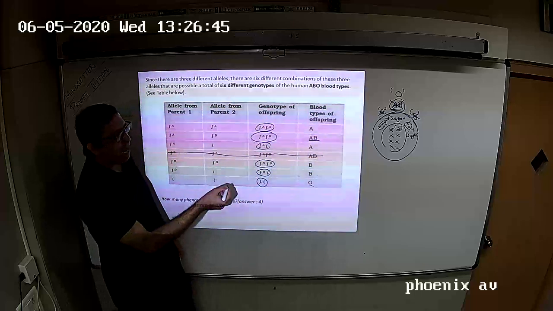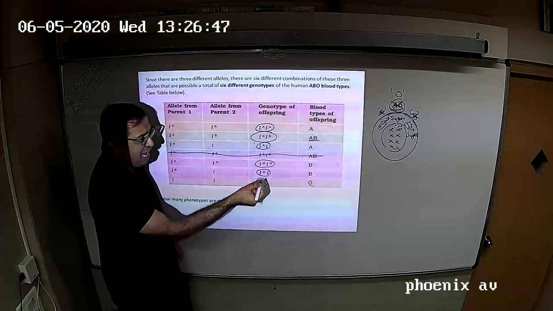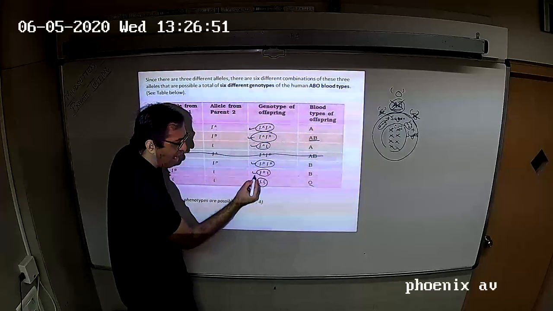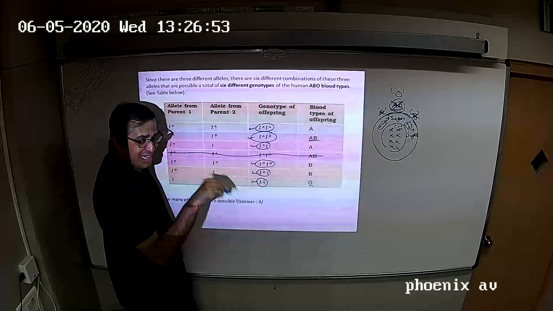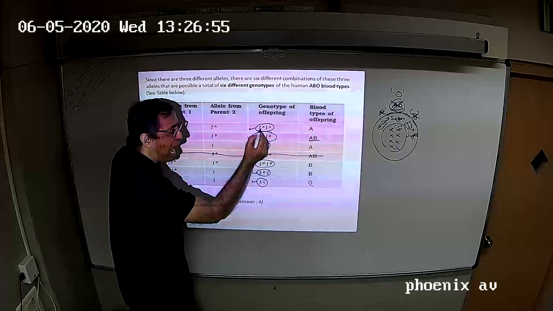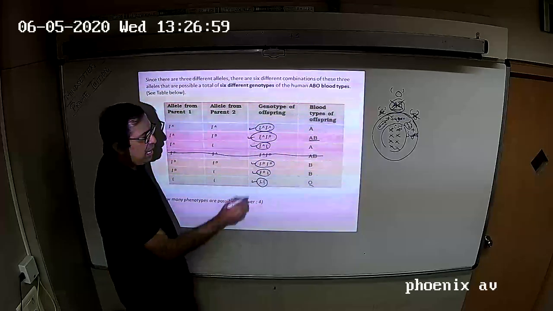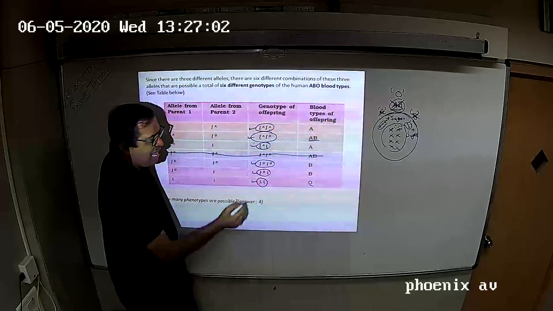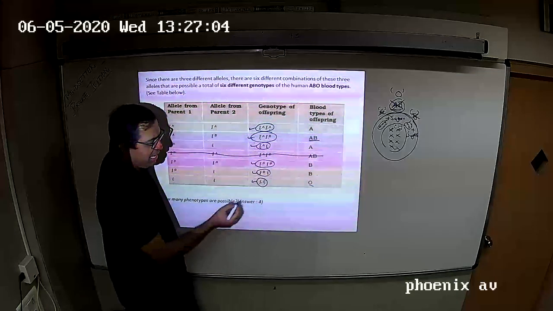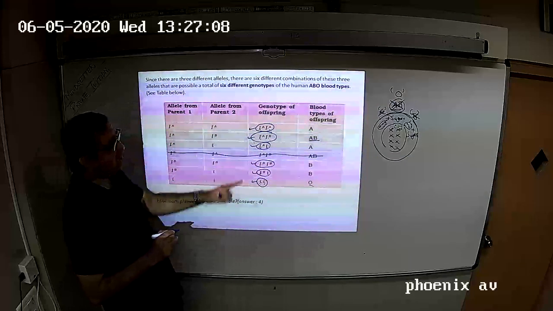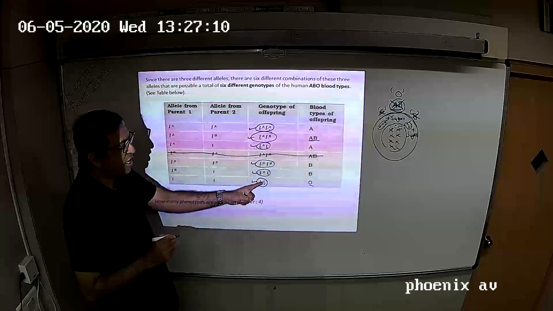So how many types of genotypes do we have? 1, 2, 3, 4, 5, 6. Which are the 6 genotypes? I capital A, I capital A; I capital A, small i; I capital A, I capital B; I capital B, I capital B; I capital B, small i; and small i, small i are the 6 types of genotypes.